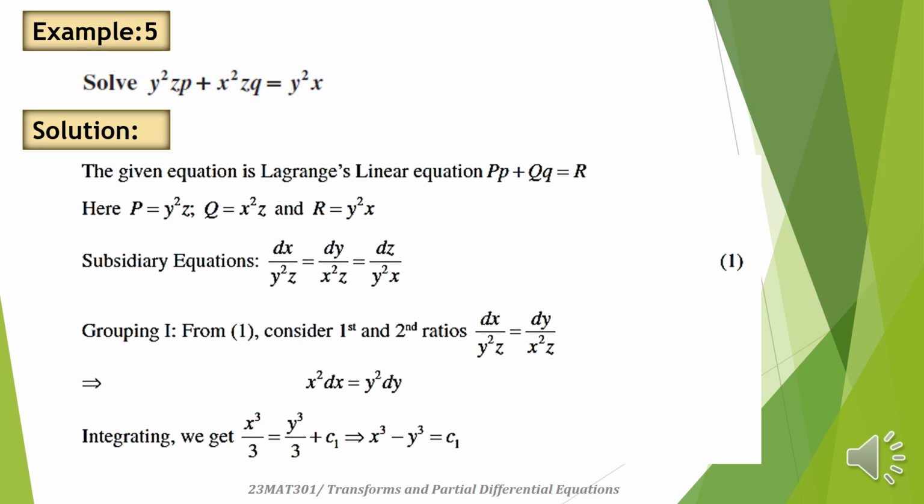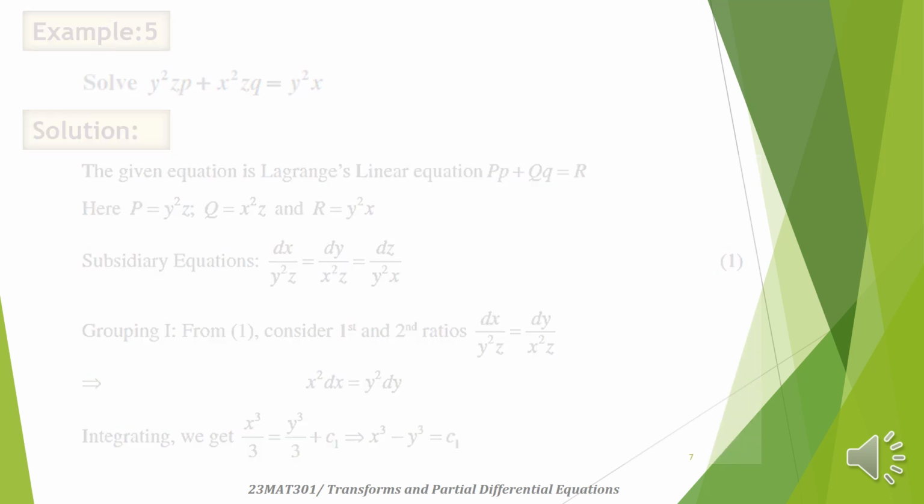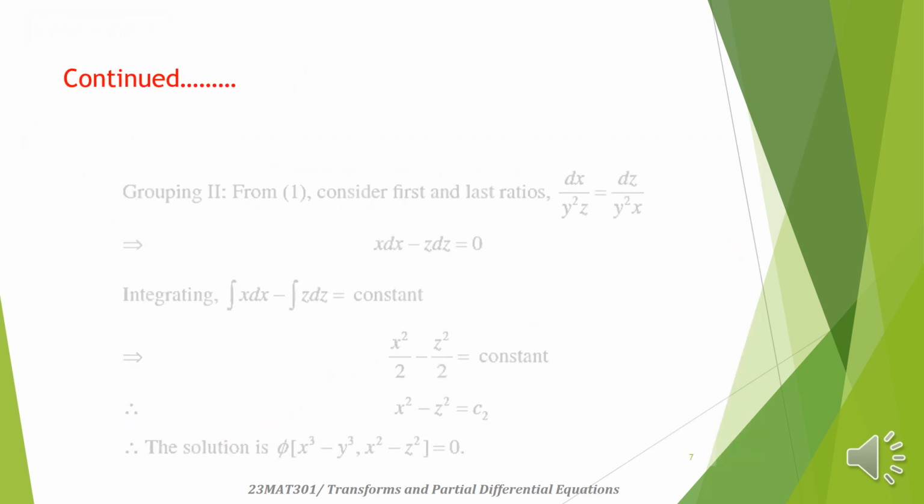Consider the first 2 ratios. In considering the first ratios, z and z get cancelled, so x square dx is equal to y square dy. Then on integrating, you will get x cube by 3 is equal to y cube by 3 plus c1. So 3 and 3 get cancelled, so you can write x cube minus y cube is equal to c1.